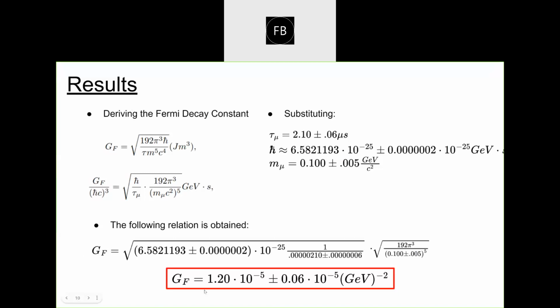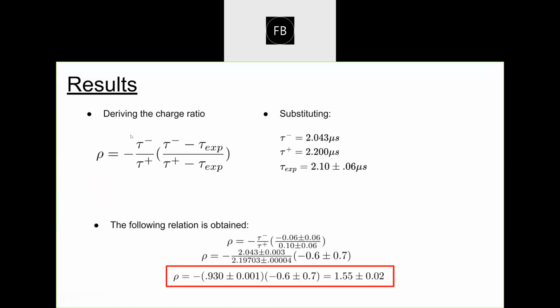But moving on to the Fermi decay constant, we obtained that the Fermi decay constant was 1.20 times 10 to the negative fifth, plus or minus 0.06 times 10 to the negative fifth giga-electron volts. And our charge ratio, which we obtained through some error propagation and using our new muon decay time, was 1.55 plus or minus 0.02. And that just indicates that there are more positively charged muons than negatively charged muons, because negatively charged muons interact with the protons in the scintillator.